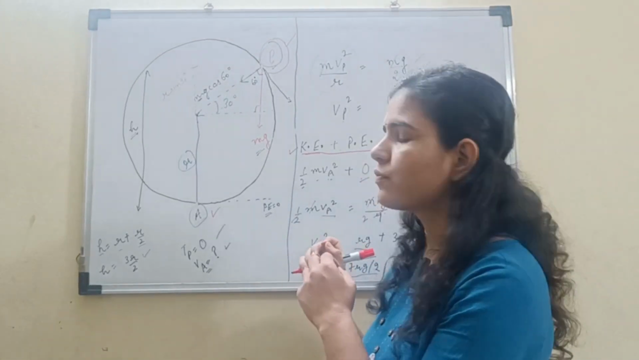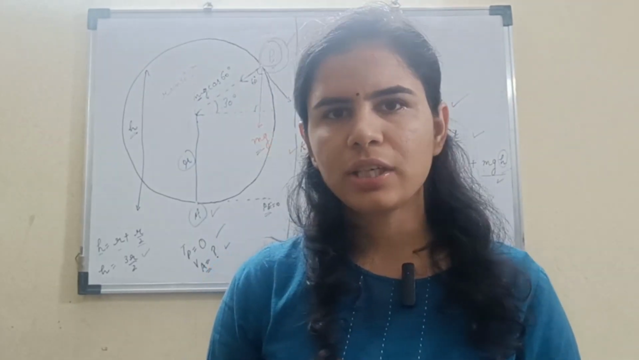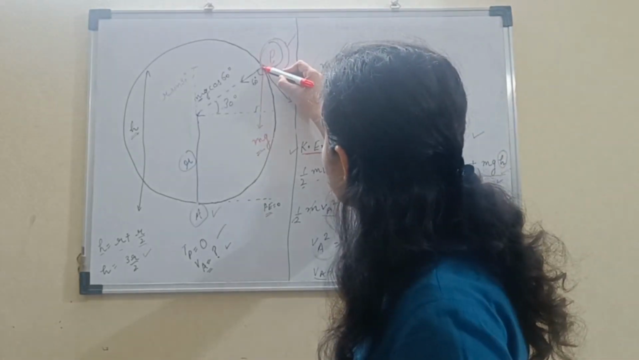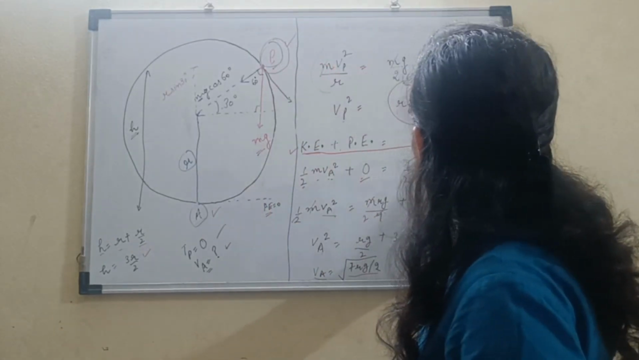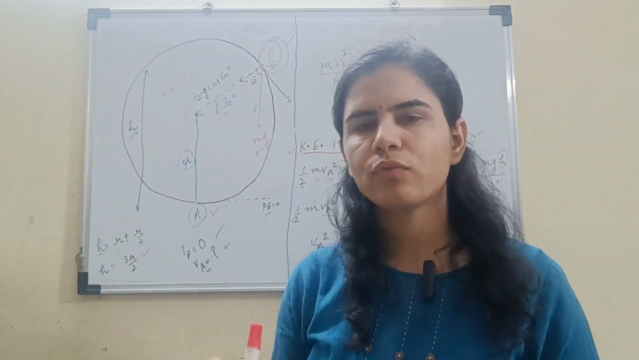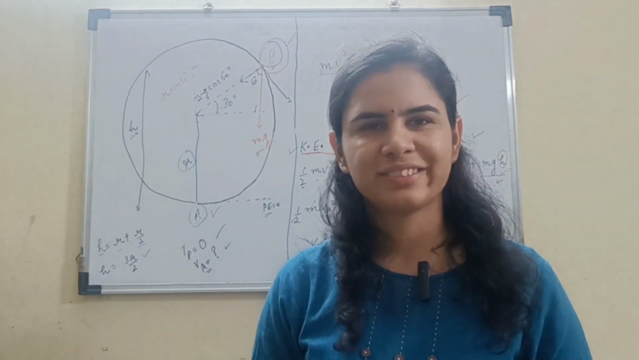Look, this problem was very simple. We just needed to apply the conservation of mechanical energy and balance the forces. And we simply need to know that if tension is 0, then all the centripetal force will be provided by the component of gravitational force acting towards the center. That's all. Thank you.